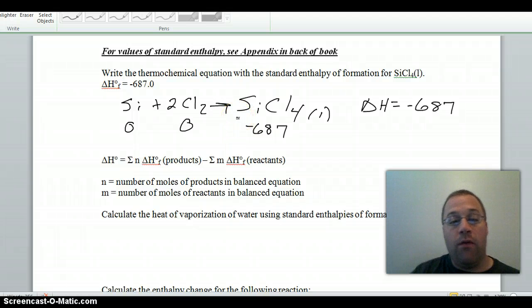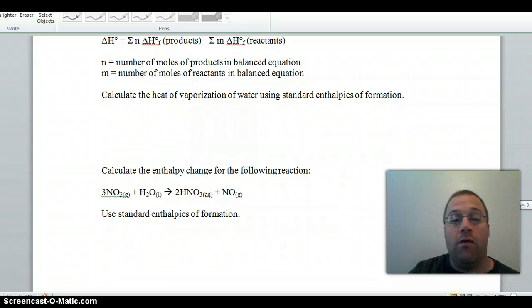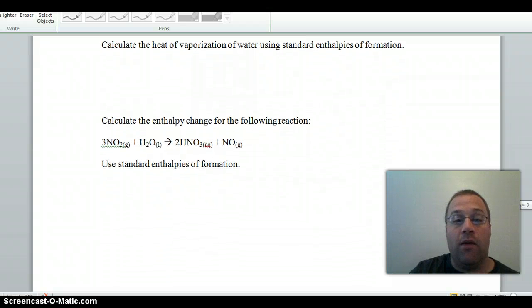In order to solve for the heat of formation, you can see the equation that we have here. It's delta H equals the sum of the H's of the products minus the sum of the reactants. So it's just products minus reactants. We're going to go look up those values, add them all up. Notice how there's N and M there. N is the number of moles of products in the balanced equation. M is the number of moles of reactants. So we'll show that here in a couple examples.